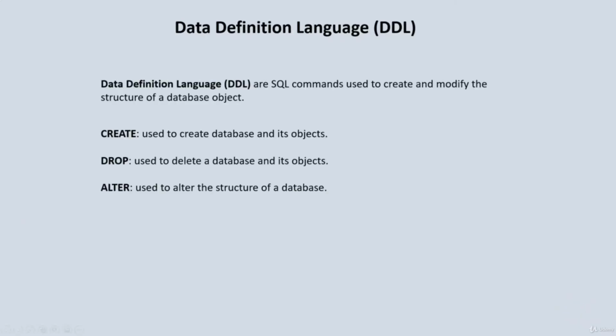Data definition language are SQL commands that are used to create and modify the structure of a database object. We have the create command, which is used to create a database and its objects. By the way, when we talk about objects, objects in SQL really just means anything that points towards data. A table, for instance, is an SQL object. If you remember, earlier on we used the create command to create a database. We also used it to create a table.